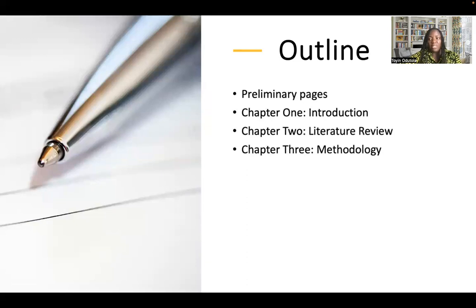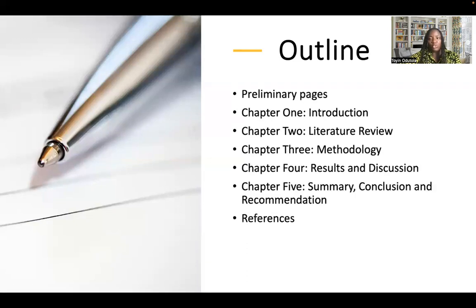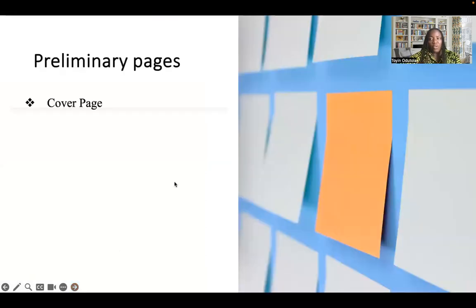You need to have your preliminary pages and then introduction, which is chapter 1, literature review, and the others are shown here. I'll be elaborating on the different segments that must be in your project documentation. So for preliminary pages, you must have your cover page, which is the hardcover, and it's dependent on the color of your faculty. For the Faculty of Engineering, this color here is what we use in the University of Port Harcourt. So this is going to be your cover page, and you need to put some information which you can get from the department.